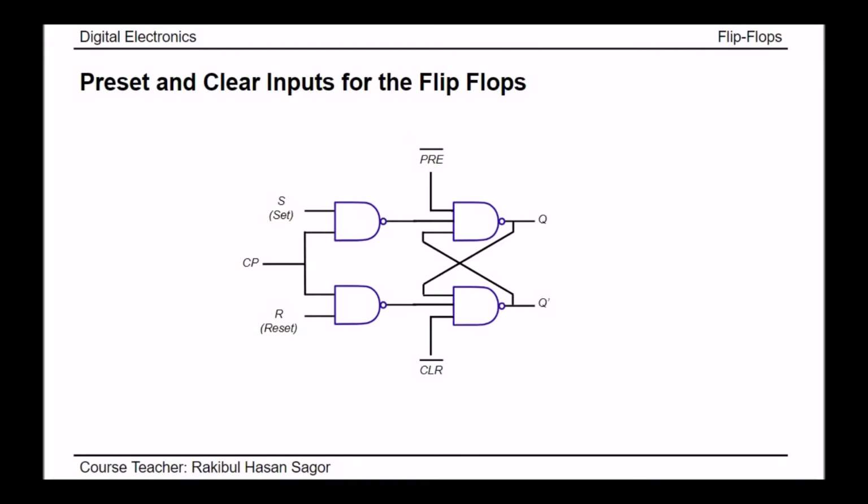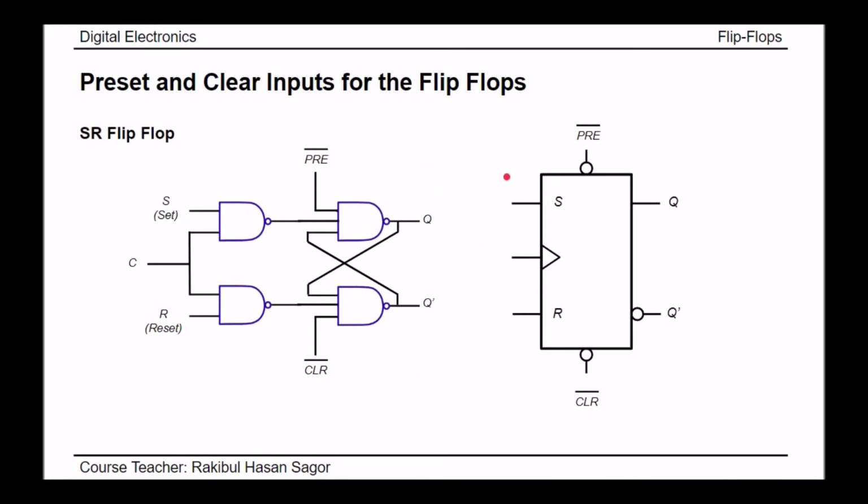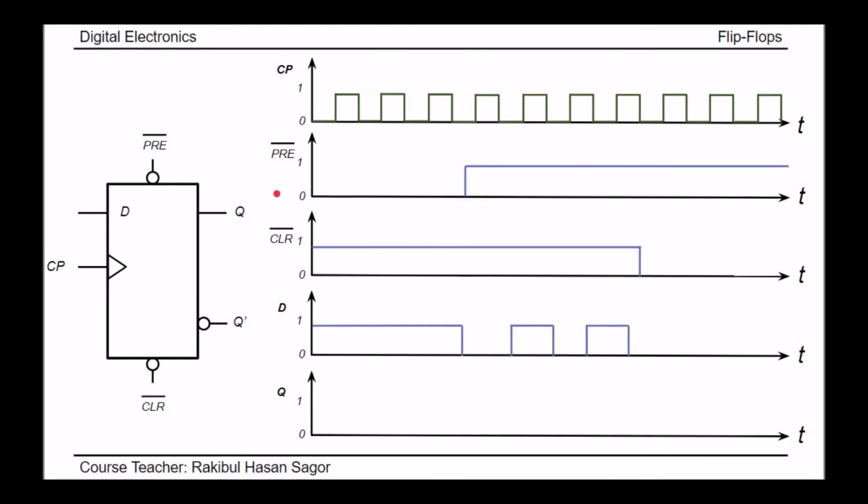Things will be more clear if we see a timeline diagram. This is the graphical symbol for the SR flip-flop with preset and clear input. Inside this box, we have this logic diagram. Now let's draw a timeline diagram for the D flip-flop with preset and clear input. This is the graphical symbol for the D flip-flop. We have the preset input, which is an active low input, and the clear input, that's also an active low input.